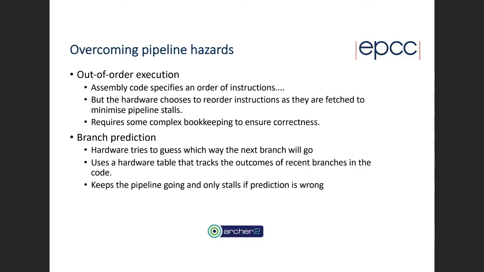And it'll only stall the pipeline if that prediction turns out to be wrong, in which case it has to cancel a bunch of instructions that are halfway through the pipeline and haven't finished yet, to make sure that none of the effects of those half executed instructions ever get seen.